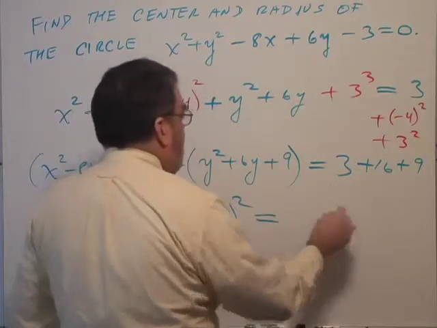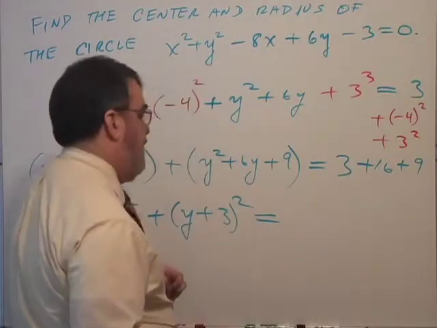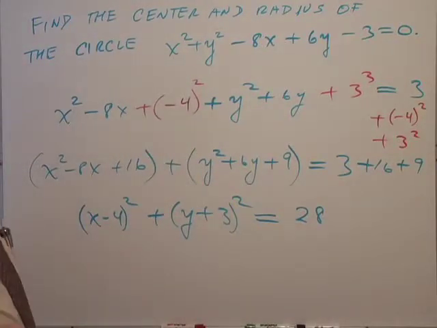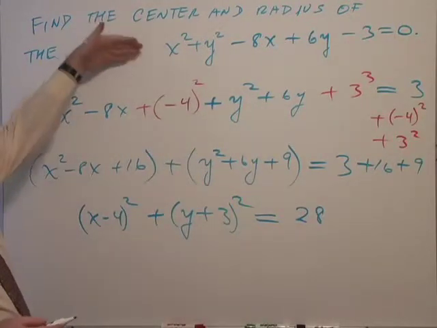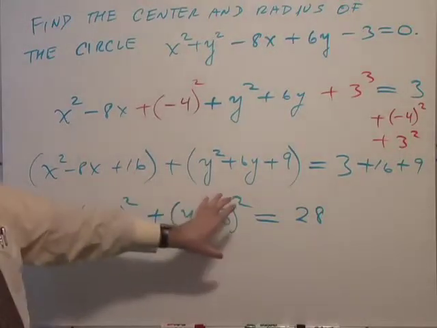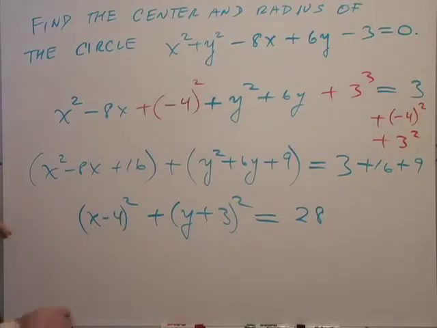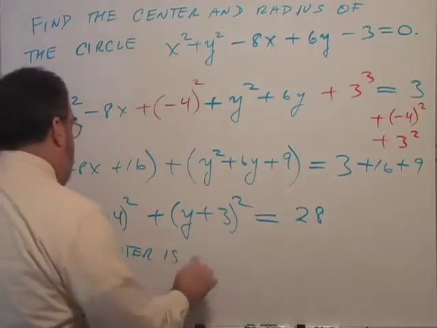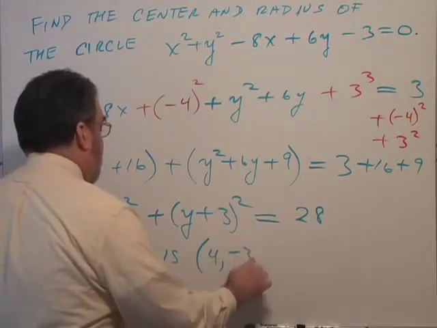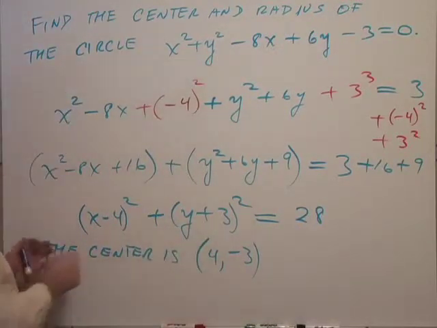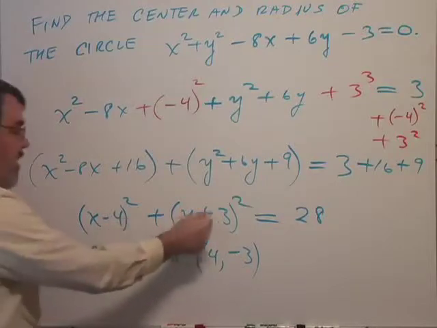On the right side, let's see, 3 plus 16 and 9 is going to be 28. So look what happens here. I converted this general form into the so-called standard form. And in this form, we can write down the center and radius. So the center is positive 4, negative 3. Remember, it's the opposite signs of inside here, x minus 4, y minus negative 3.